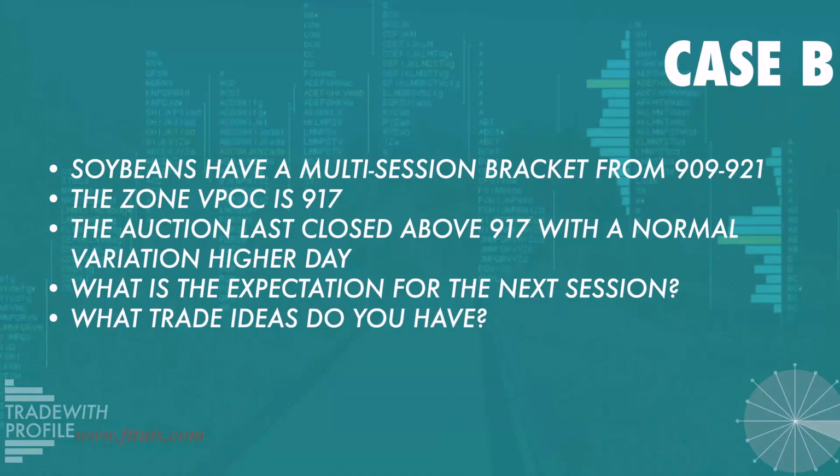Well, if 921 is the top of that bracket, we closed with a directionally higher day with decent directional excursion. I'm going to be watching that 921. Can we gap above it? I'm expecting higher prices the next day, but I closed below that 921. So I'm going to have to wait and see what the next day brings.